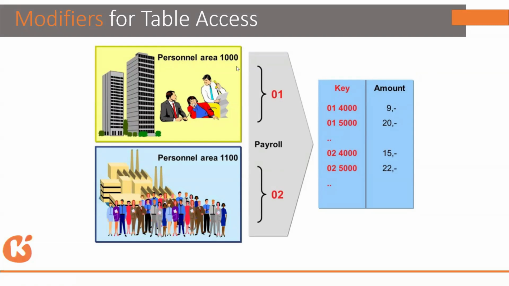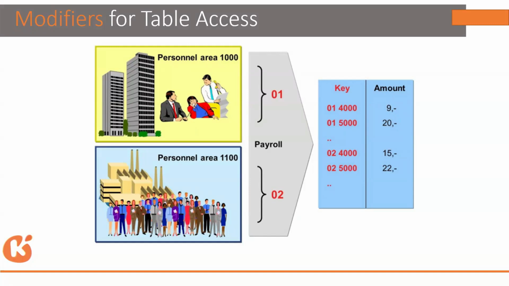For example, here you can see personal area 1000 is segregated as 01, and they're getting 9 and 20 rupees. And here in the payroll, they have segregated this with a 02 and they're getting 15 and 22. Segregation 01 is like employee subgroup grouping. Those segregations you will have to do; in case they're getting a common and general amount, you can keep it as common and general for all.